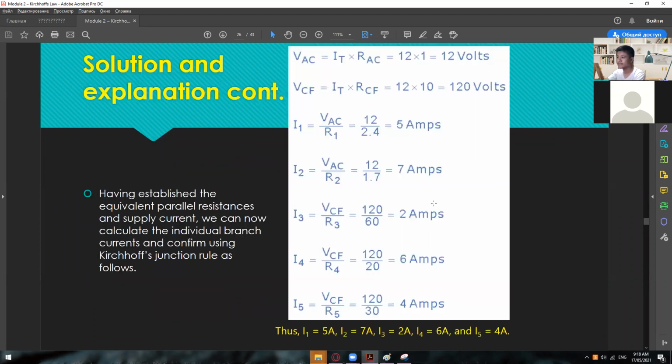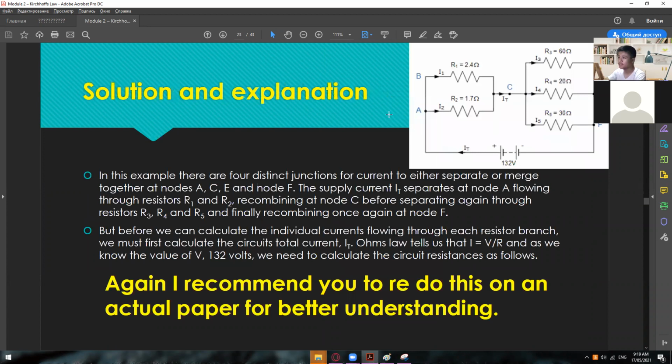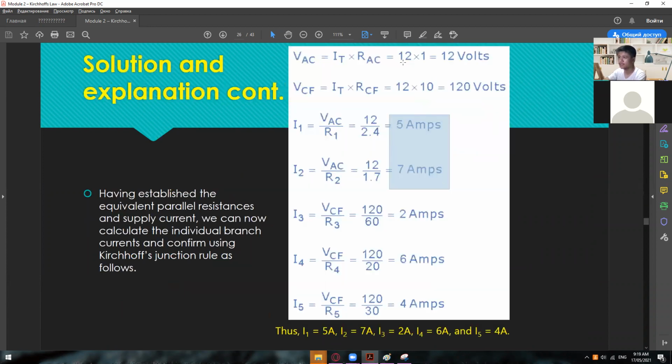So notice that once I1 and I2 combine, it is now again total to IT. That is why if you combine 5 plus 7, it will give you again 12 amps, which is the same as our total current.